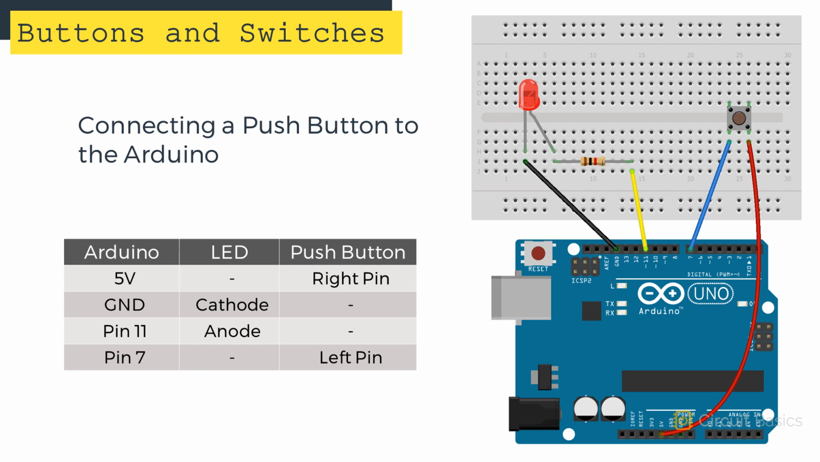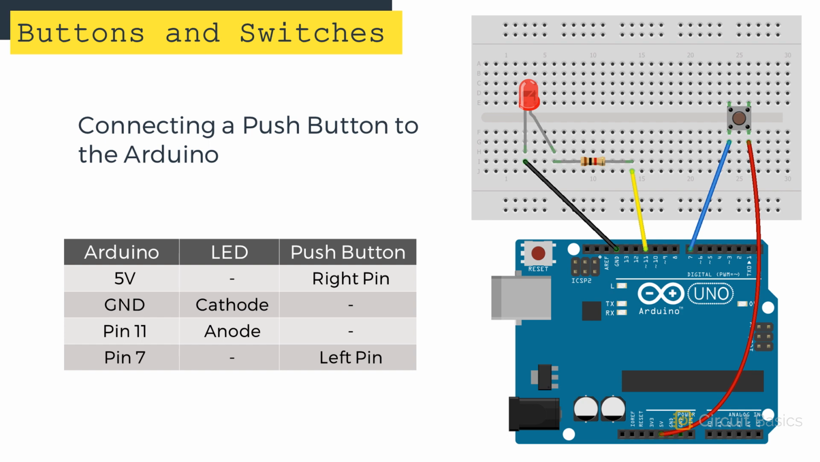Next, take a jumper wire from the left side of the push button and plug it into digital pin 7. The cathode of the LED connects to the ground pin of the Arduino, and the LED's anode connects to a current limiting resistor. The resistor value can be anything from about 200 ohms to 1 kilo ohm. The other side of the resistor connects to digital pin 11.